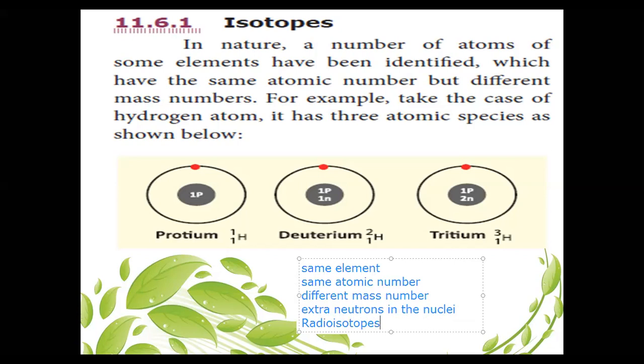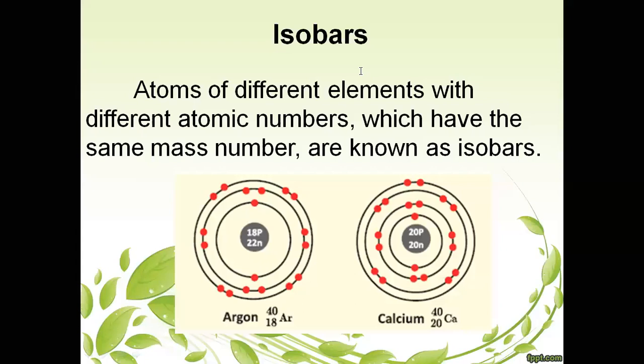The next one is isobars. Isobars are atoms of different elements, different atomic numbers, but the same mass number. Isotopes are the same element, same atomic number, but different mass number. But isobars are different elements, different atomic numbers, but the same mass number.